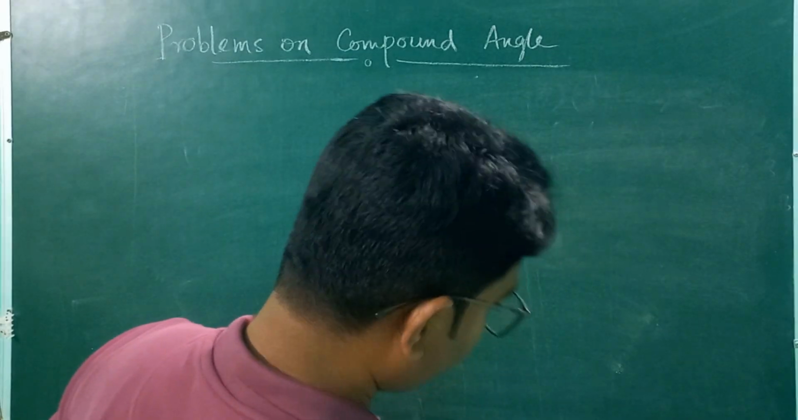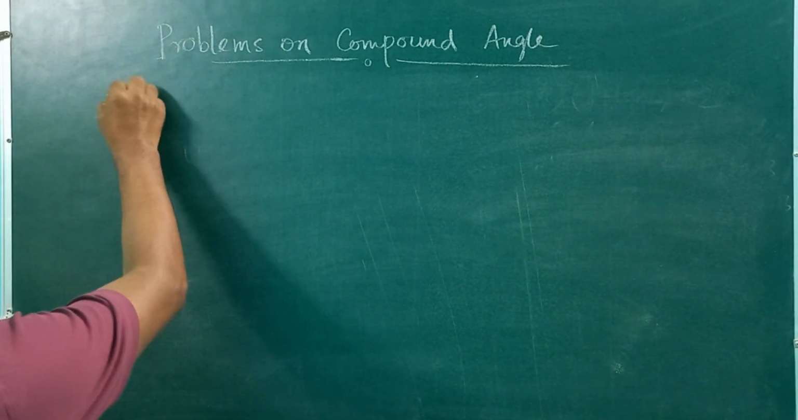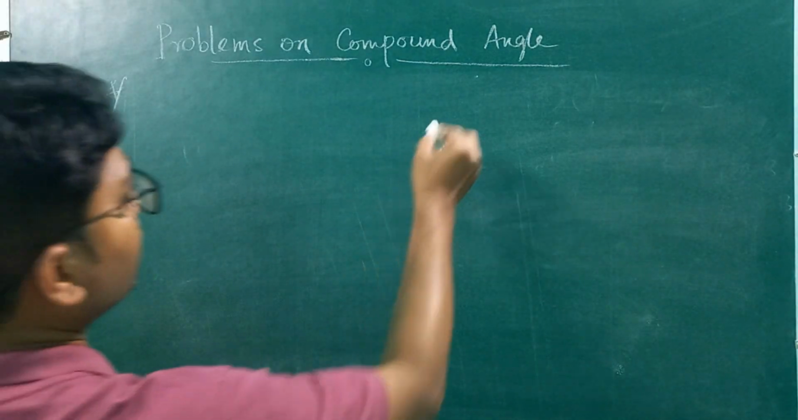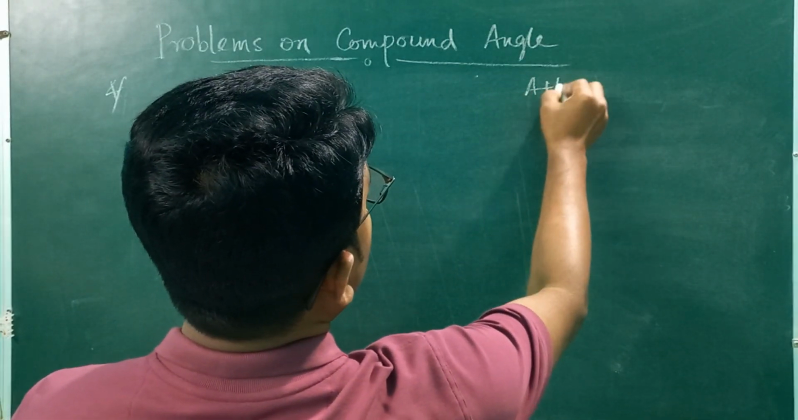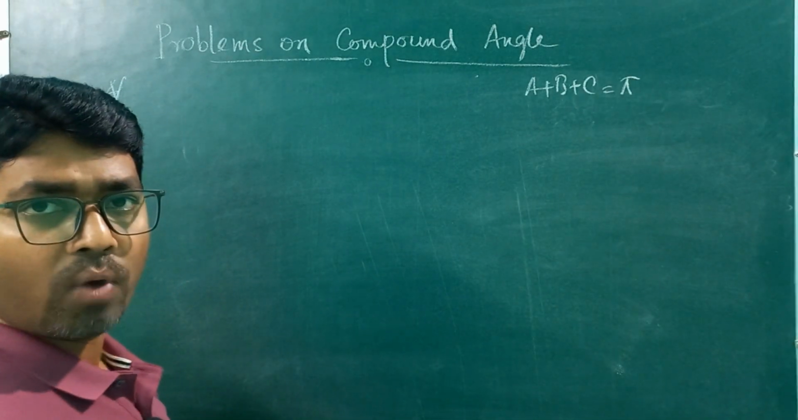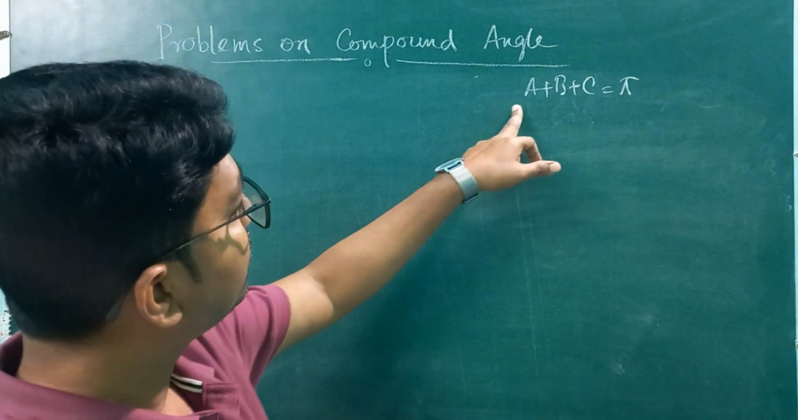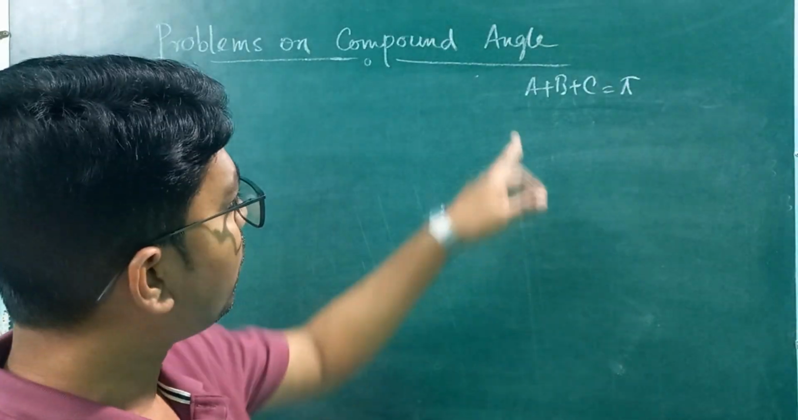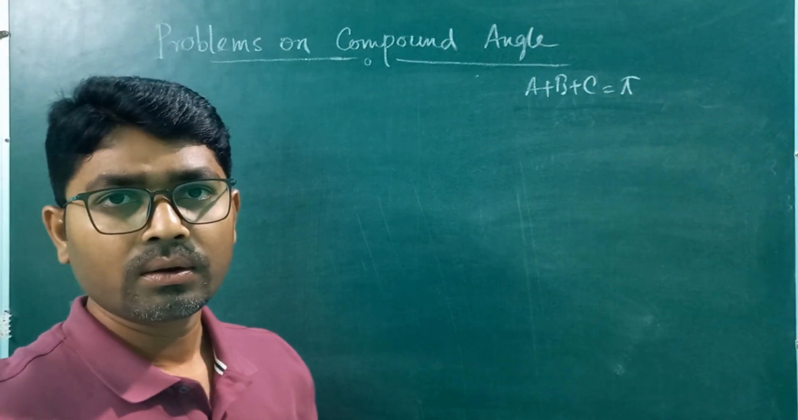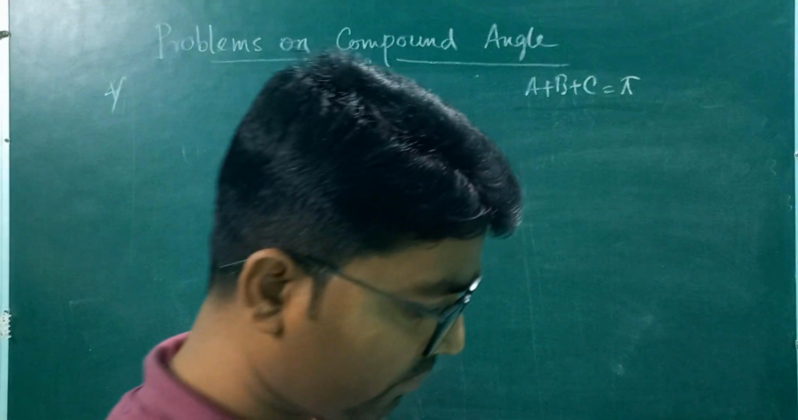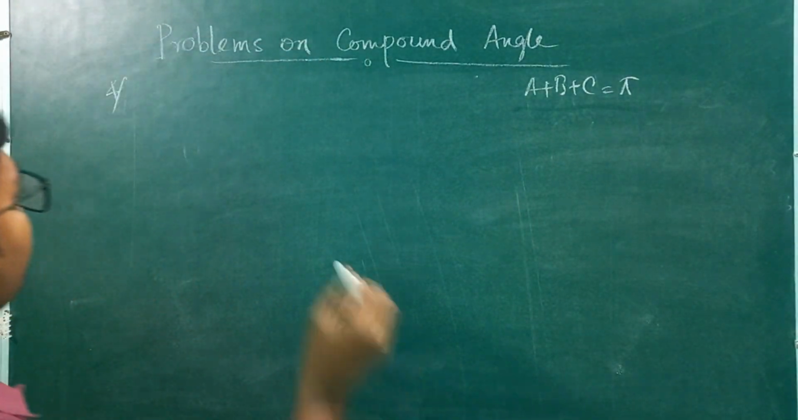What is the problem? Here given A plus B plus C equal to pi. Pi means 180 degrees. It is the sum of three angles of a triangle. A, B and C are the angles of a triangle. Their sum is 180 degrees, that is pi. Then we have to prove two identities.